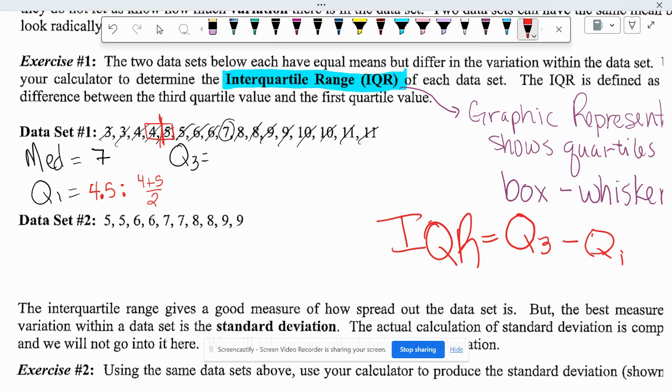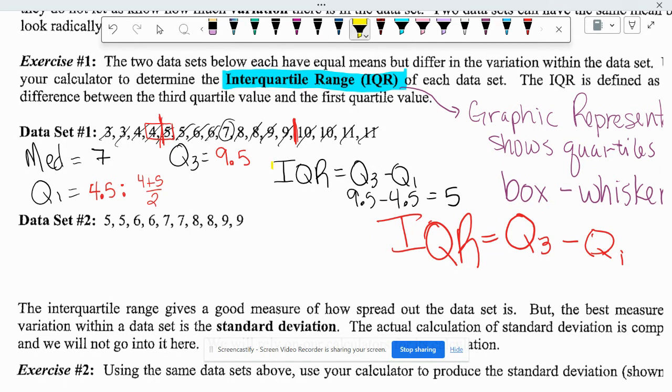Okay. Let's go to the top half of our numbers. 1, 2, 3, 4, and find the middle. Right there. What's the number that's right in between 9 and 10? 9.5. So if I want to find my IQR, my interquartile range, I'm going to take Q3 minus Q1. 9.5 minus 4.5. And that gives me 5. So my IQR is 5.